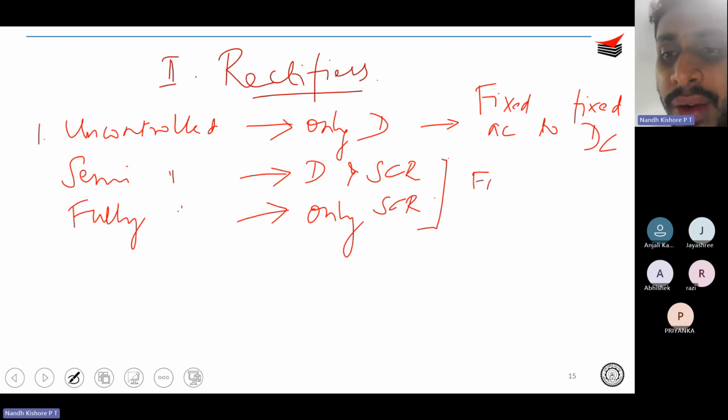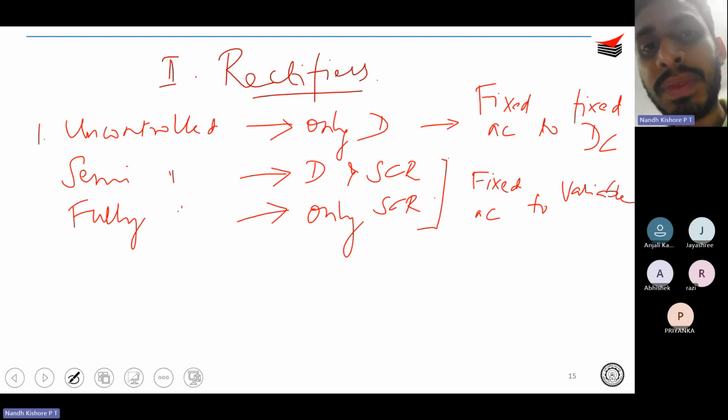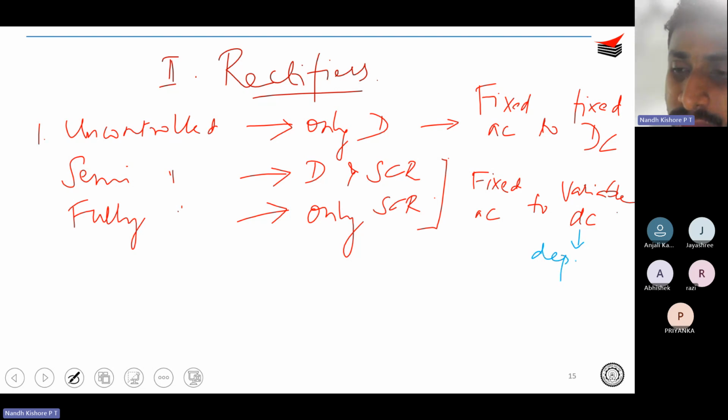So you can have fixed AC to variable DC. If you vary the pulse width, or if you vary the alpha or the firing angle, you are going to get different average values. So from fixed AC, you are going to get a variable DC, which is dependent on alpha. Because of the SCR, you get this controllability.